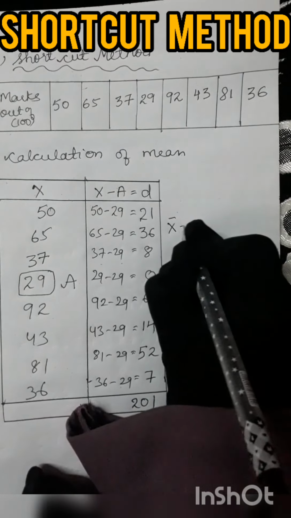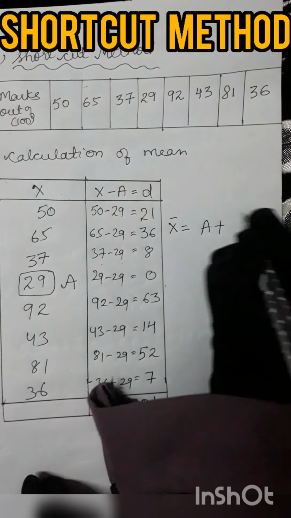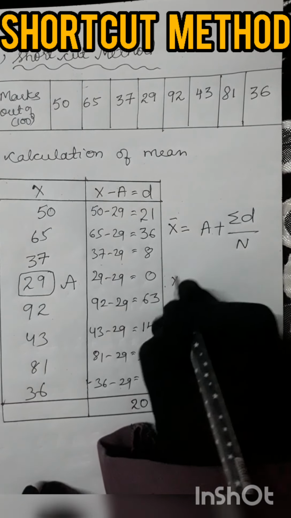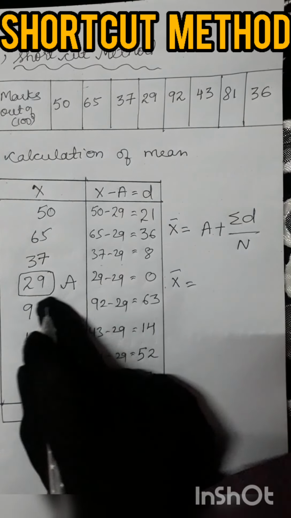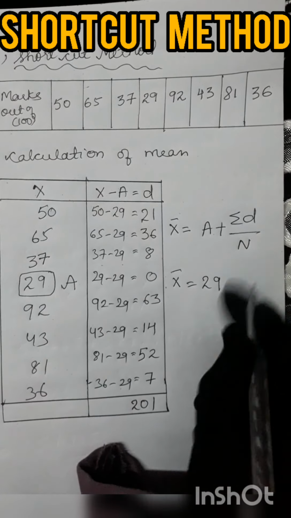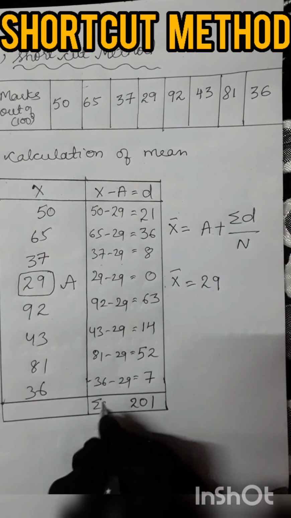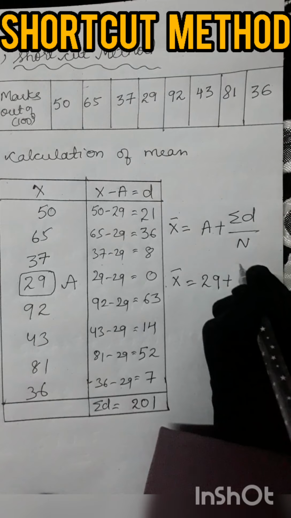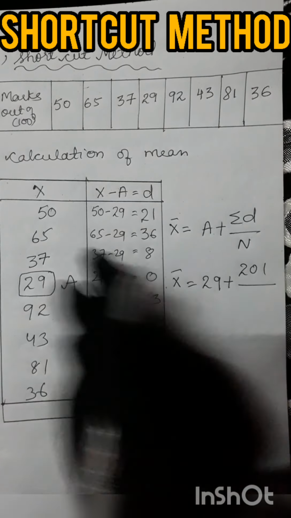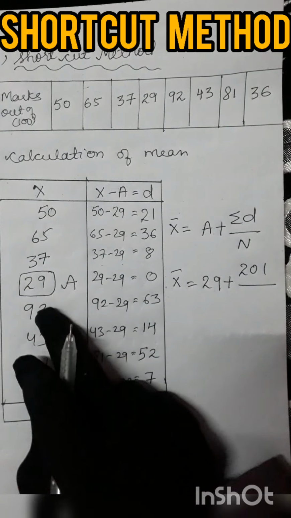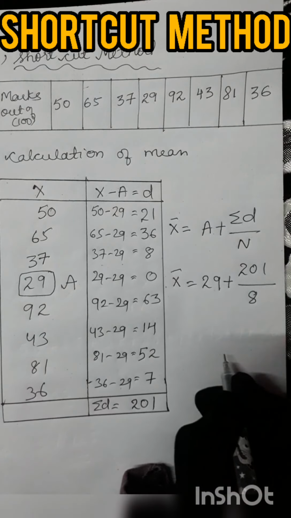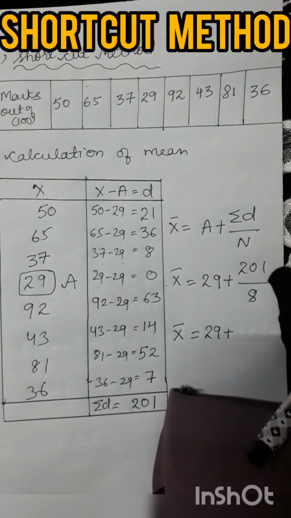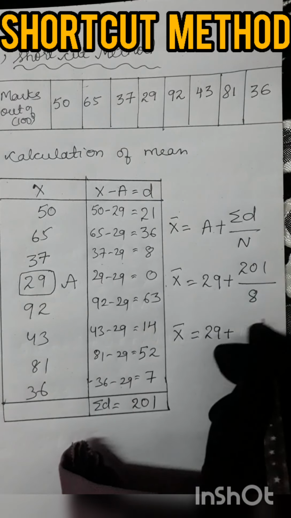Formula of mean in shortcut method is x bar is equals to A plus sigma D by N. A is 29 plus sigma D. The sum of D is 201. We have already calculated D. N is number of items, 1, 2, 3, 4, 5, 6, 7, 8. N is 8. X bar is equals to 29, same as it is. Divide that value 201 by 8.